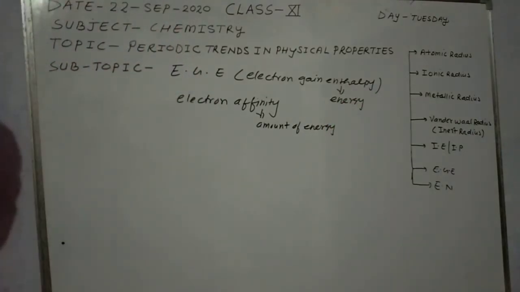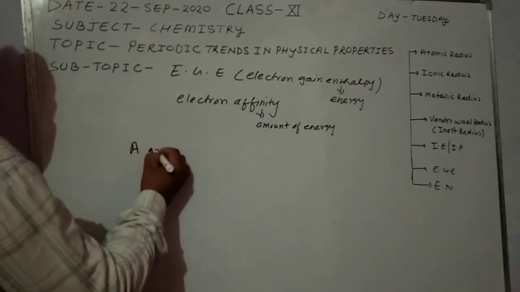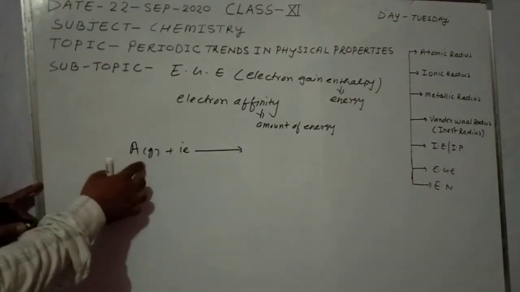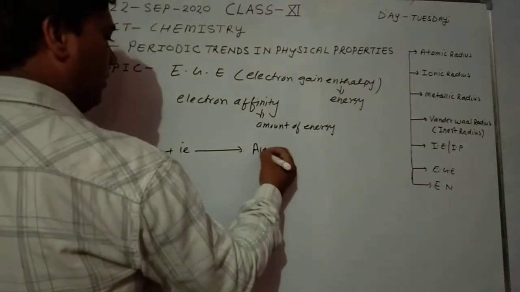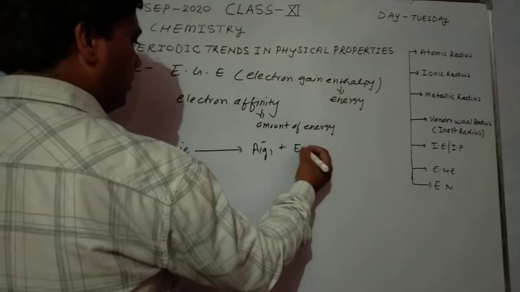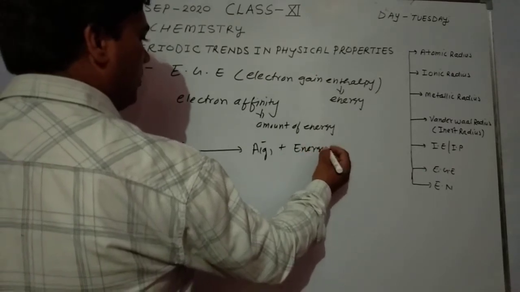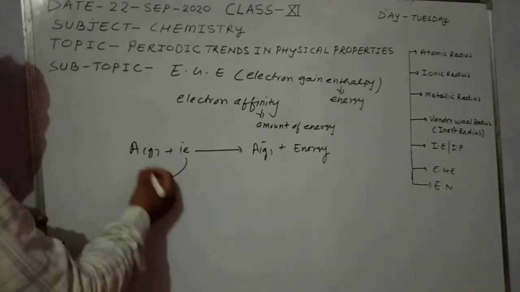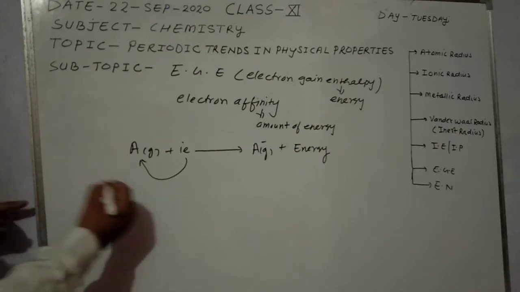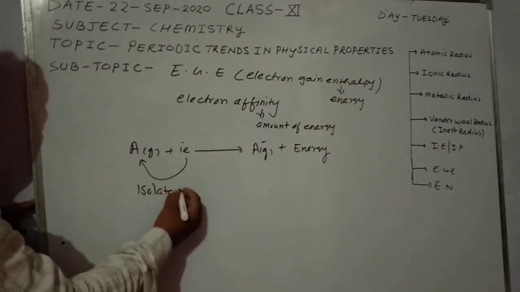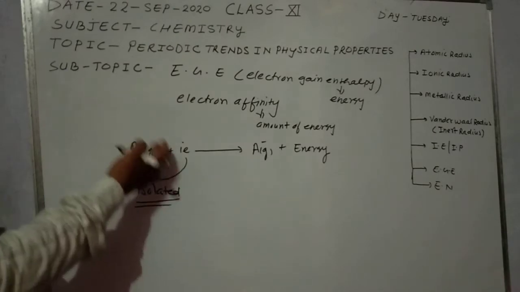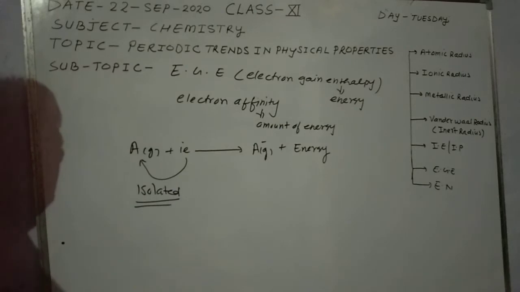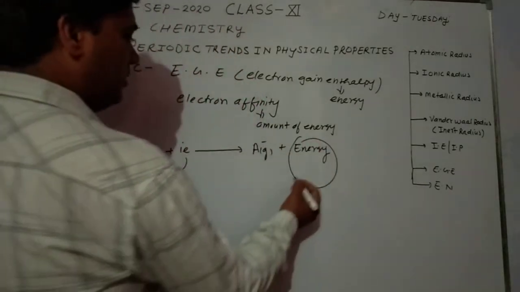So, what is electron gain enthalpy? It is the energy released when one electron is added into an isolated gaseous atom in its outermost shell to form an anion. This is known as electron gain enthalpy. In this case, energy is liberated.